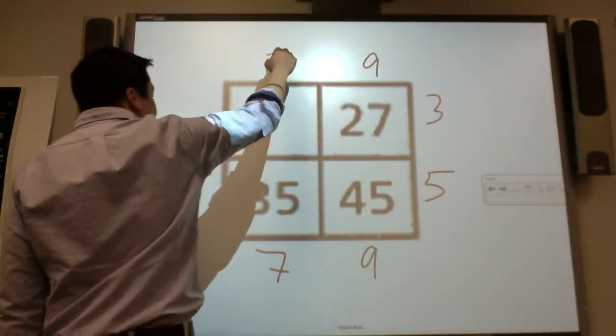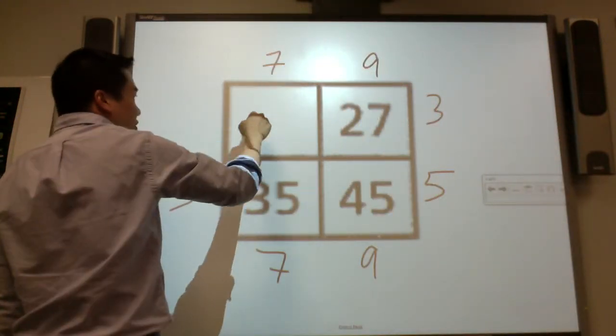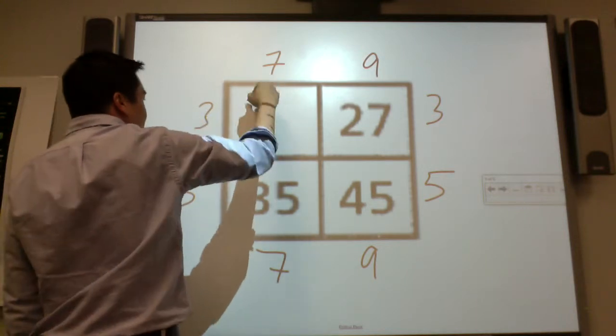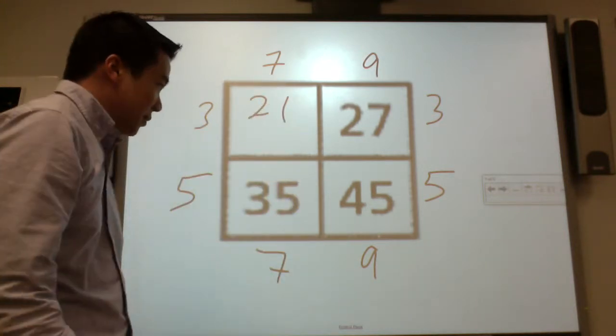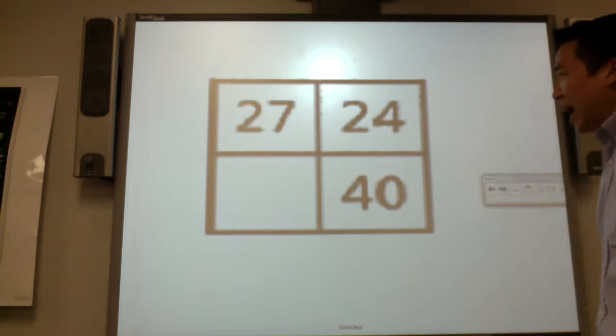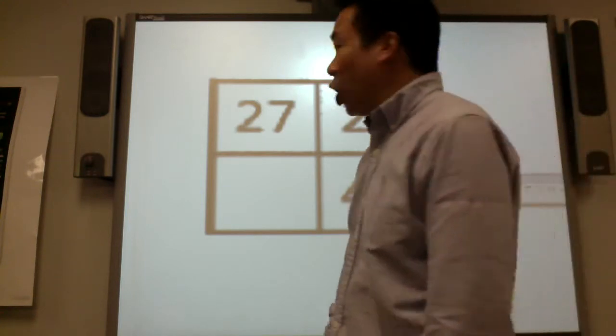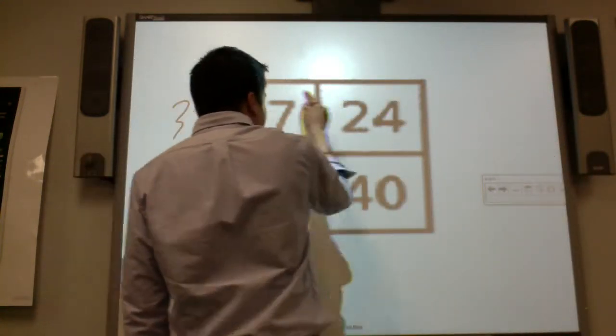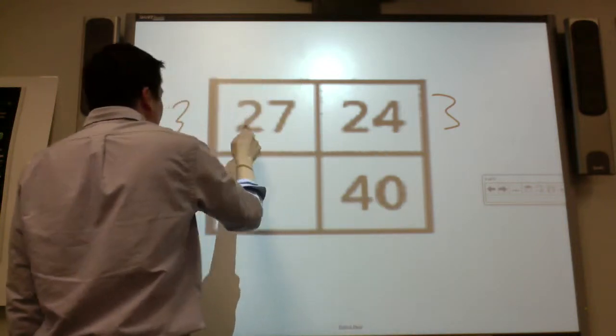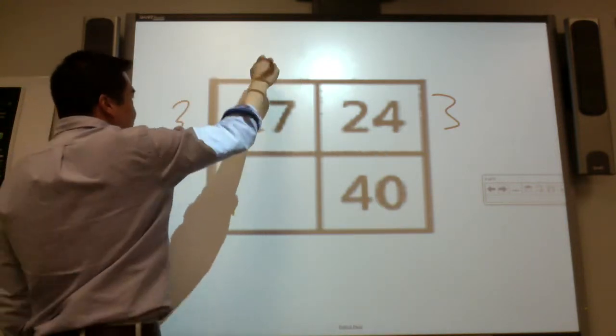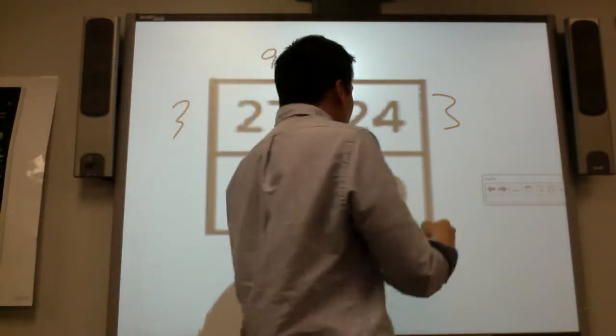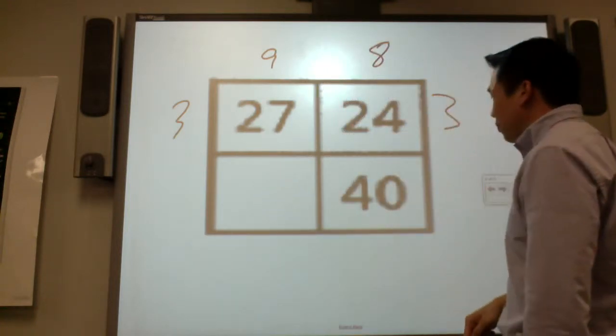Let's go right here. What are the factors, and put 3, and what is 7 times 3? 21. Next one. And last but not least, what factor goes into 27 and 24? 3. What makes 27? 3 times 9, or 9 times 3. What makes 24? 3 times 8, or 8 times 3.